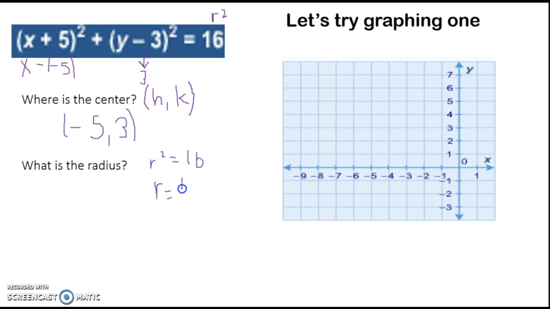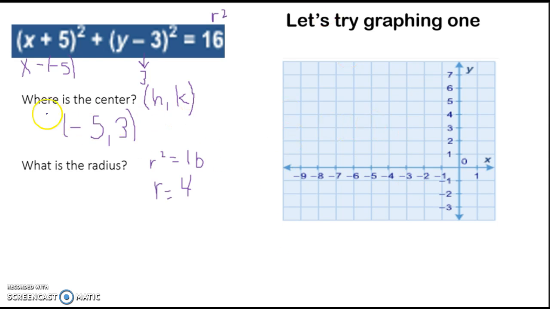Now technically, remember, when you take the square root, you get plus or minus, so it technically could be negative 4. But let's think about this logically. A radius is not going to be negative. You can't have a negative distance. I couldn't graph negative 4 as the radius. So the radius is going to be 4.